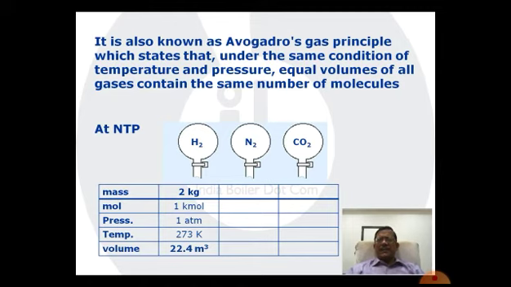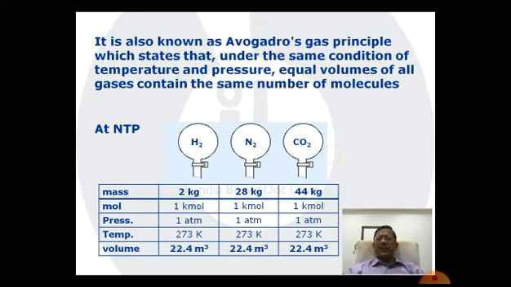So, at the same NTP condition, if I take N2 and CO2, I can very easily write that 28 kg of nitrogen will occupy 22.4 meter cube and 44 kg CO2 will occupy 22.4 meter cube, because what is common between 2 kg hydrogen, 28 kg nitrogen and 44 kg CO2 is all three of them are having 1 kilomole of molecules, right? So as the number of molecules are same, the pressure and temperatures are same, the volume has to be same as 22.4 meter cube.